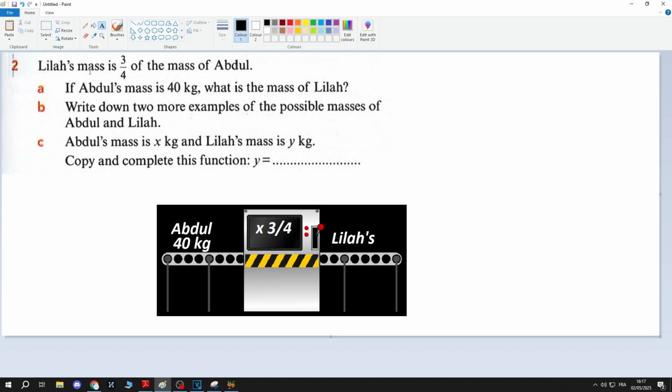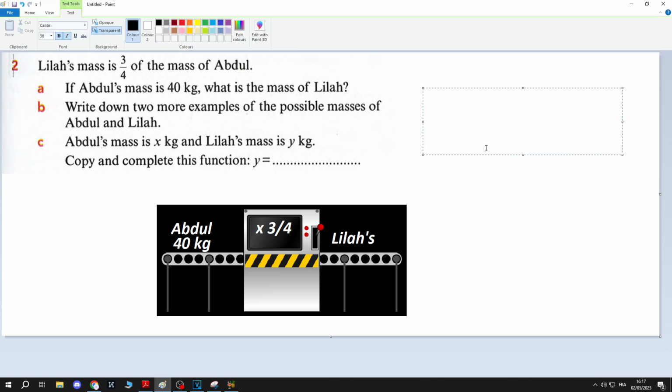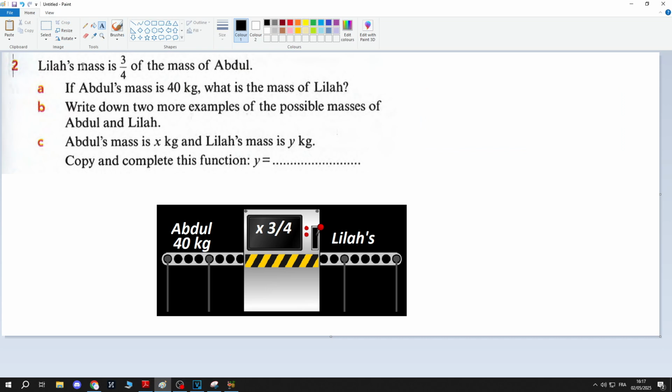So if you remember Unit 7, I think, it was about fractions. I'm not sure about the number of the unit itself, but the unit was about fractions. And we agreed that 3/4 of something would mean that we're multiplying that something by 3/4. So let's read the question again. Lila's mass is 3/4 of the mass of Abdul. And A says, if Abdul's mass is 40 kilograms, what is the mass of Lila?